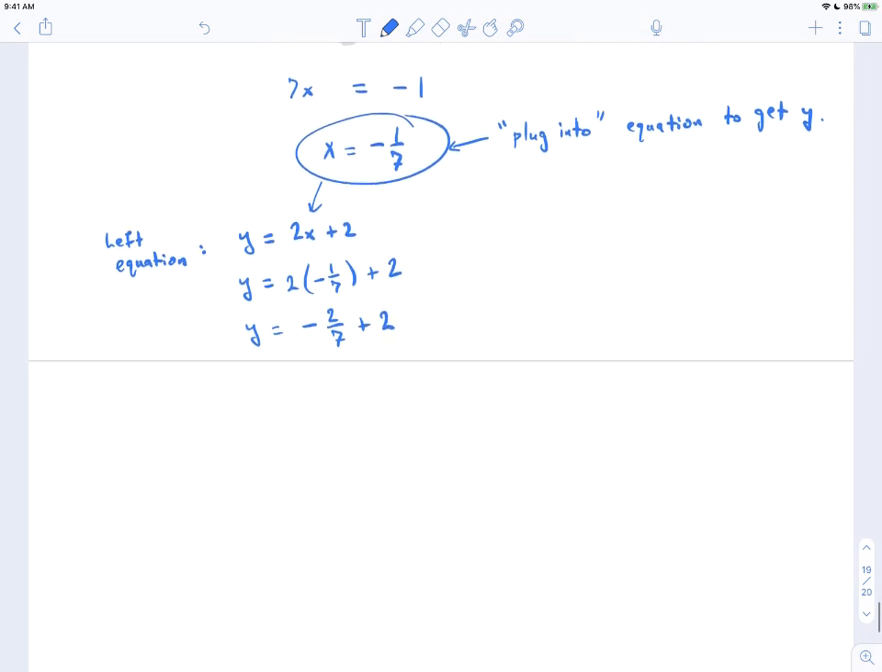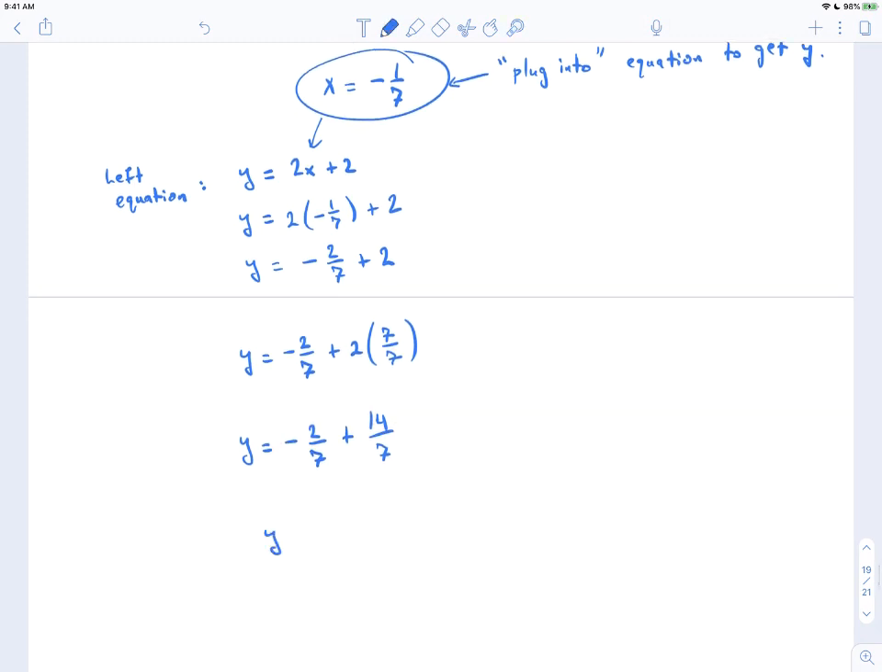Now we need to give these a common denominator. So y is equal to minus 2 over 7 plus 2 times 7 over 7. So y is equal to negative 2 over 7 plus 7 times 2 is 14 over 7. 14 minus 2 is 12. So that tells me that y is equal to 12 over 7. Now if I use the equation on the right side, I should get the same thing.